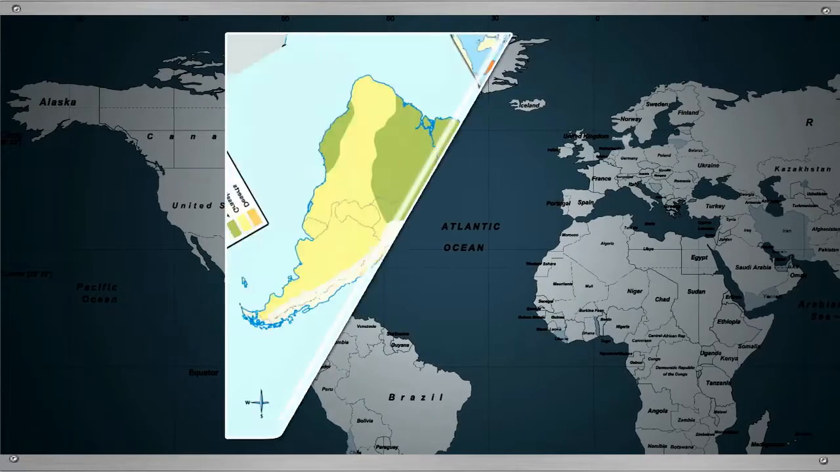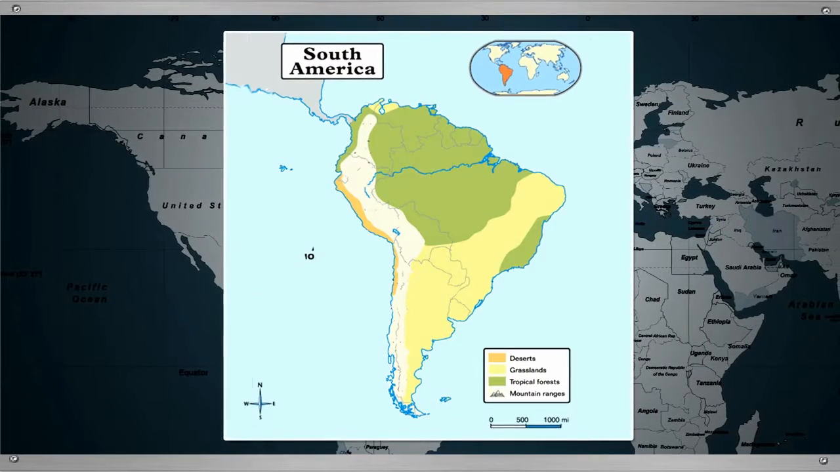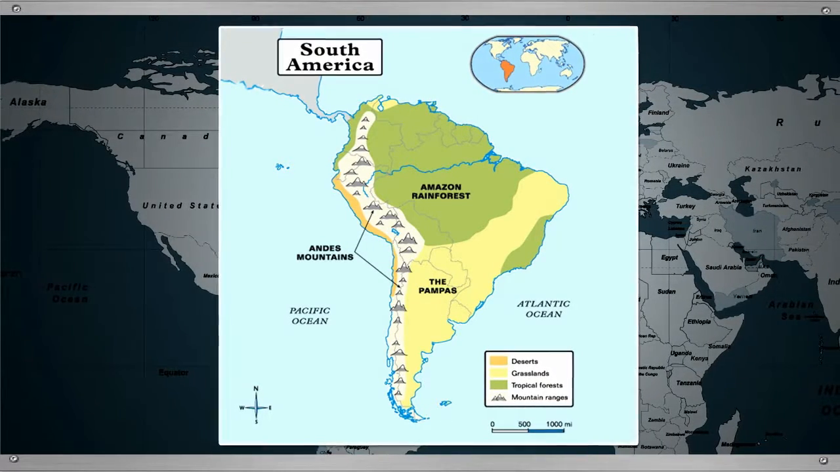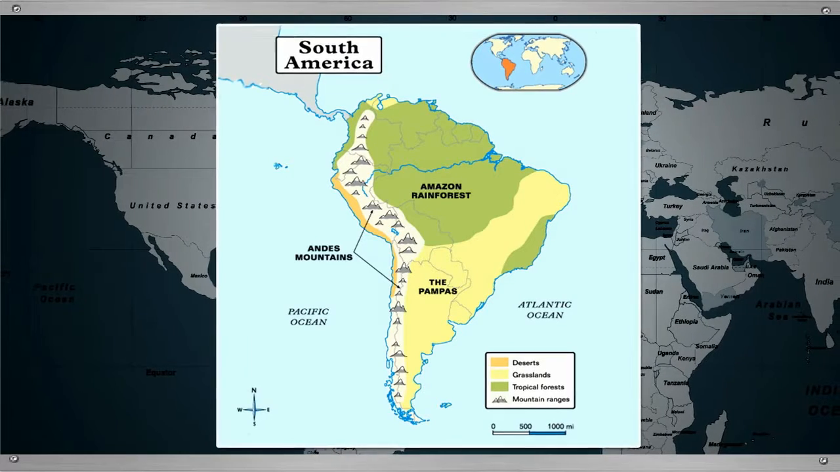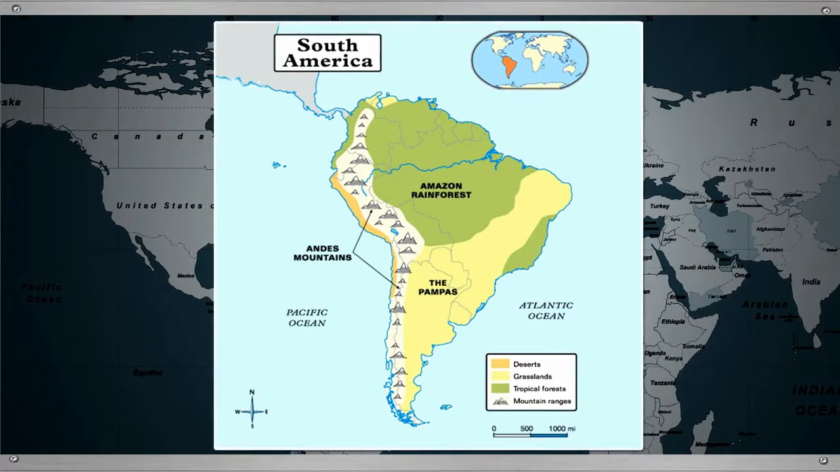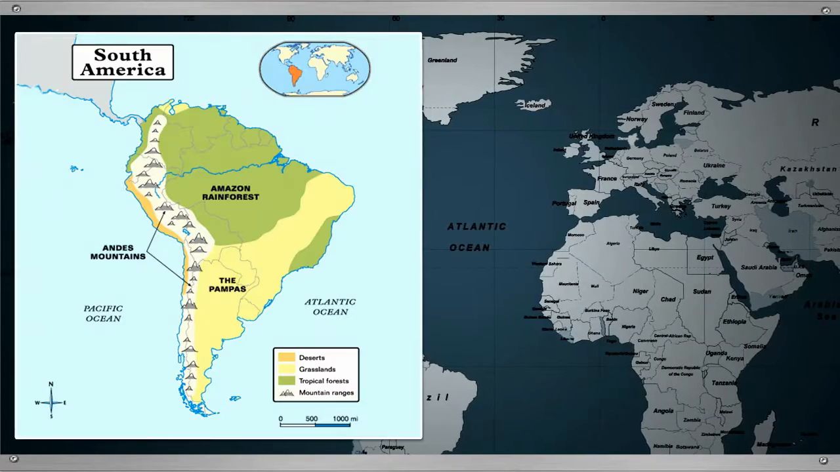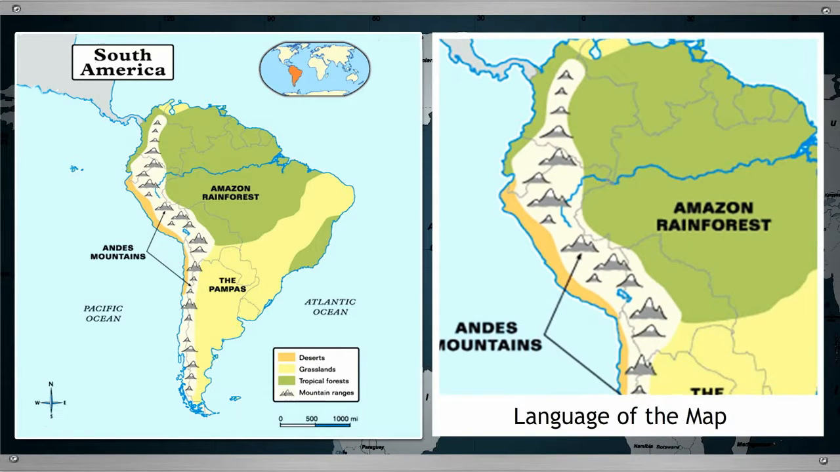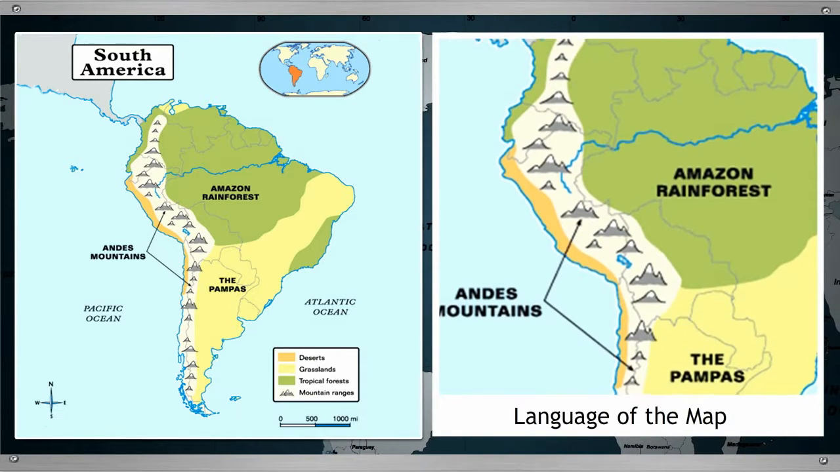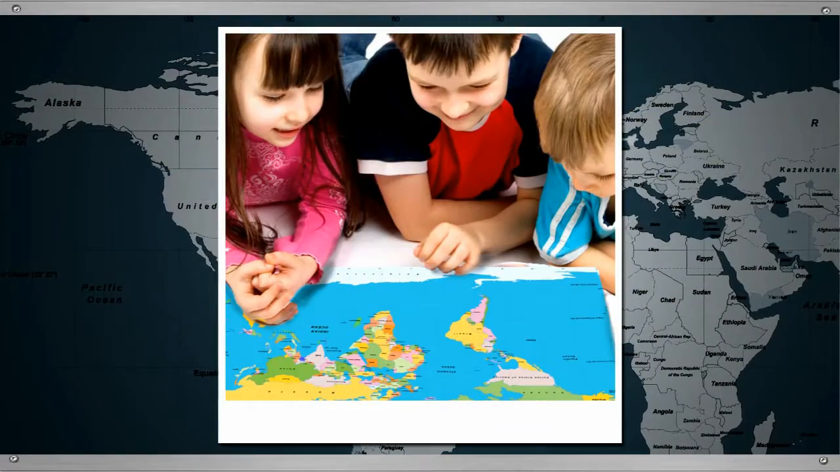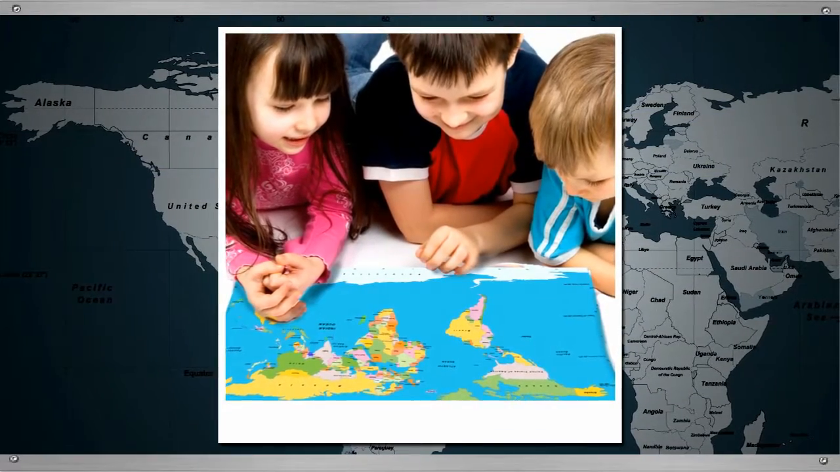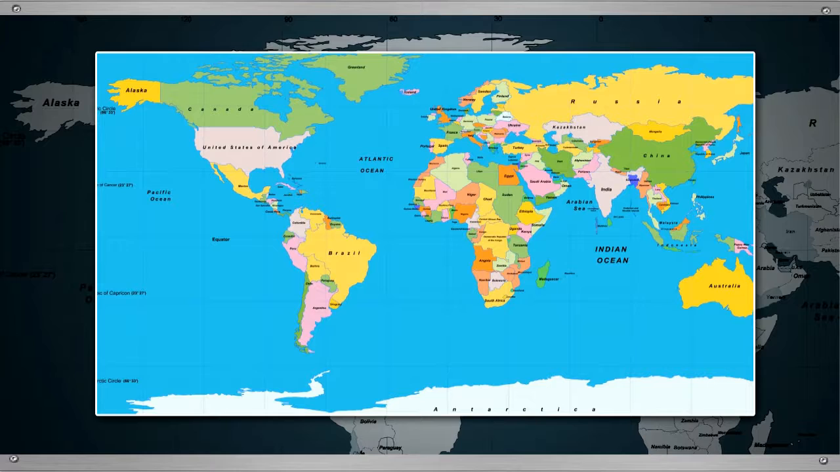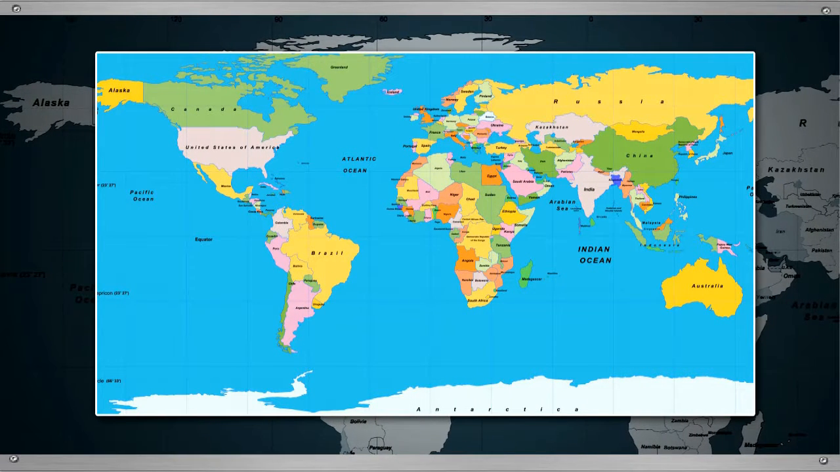Well, if you observe these maps closely, you will find many colors, signs and symbols in the map. Can you guess what these colors, signs and symbols represent? These colors, signs and symbols are called the language of the map, as they represent various aspects in the map. To know how to use the maps, it is important to learn the language of maps in detail. First, let's learn about how to mark directions in a map.